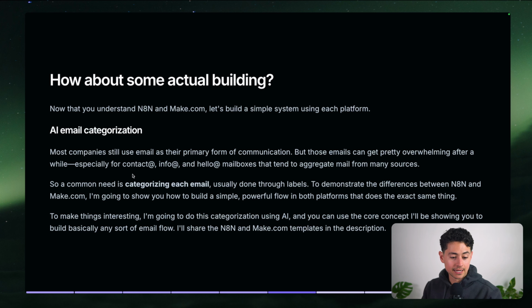So a very common need nowadays is to categorize each email, and this is usually done through labels. If you're using Gmail or something, there are a bunch of labels you can create. I'll run through how that works in a moment, but what we're going to do here is build a system that basically takes in an email. It'll use that as a trigger, and then it'll use artificial intelligence to categorize that email depending on its contents. Once we've categorized that email, we are then going to add a label to it.